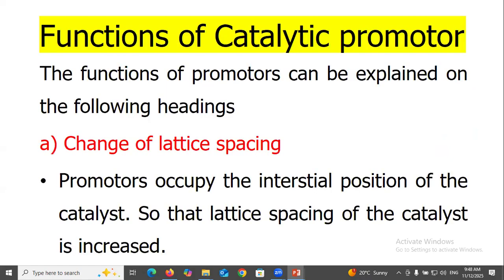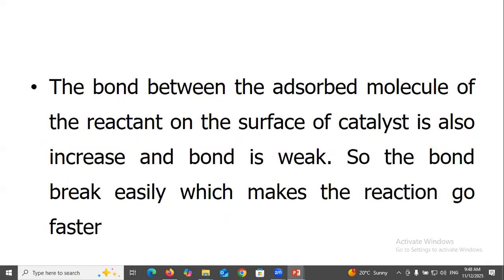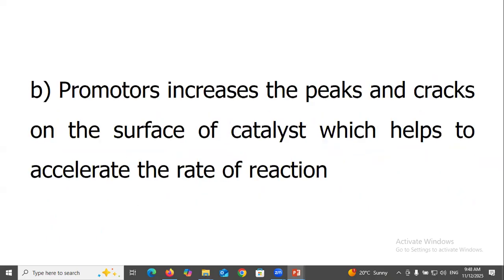Functions of catalytic promoter. The functions of promoters can be explained under the following headings. Change of lattice spacing: promoters occupy the interstitial position of the catalyst so that the lattice spacing of the catalyst is increased. The bond between the adjacent molecules of reactant on the surface of the catalyst is also increased and the bond is weak, so the bond breaks easily, which makes the reaction go faster. Promoters increase the peaks and the cracks on the surface of the catalyst, which helps to accelerate the rate of reaction.